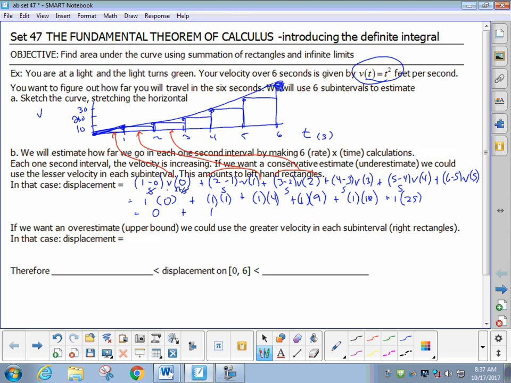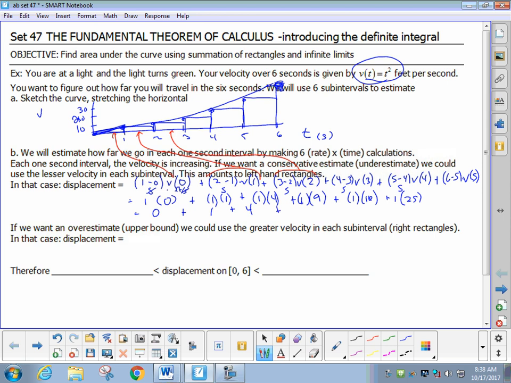That 1 represents an estimate of how far you went between 1 second and 2. That is a displacement or distance because it's moving forward. That next one, 4, that's 4 feet. Ballpark, in that third second, from 2 seconds to 3 seconds, you went about 4 feet in that time interval.